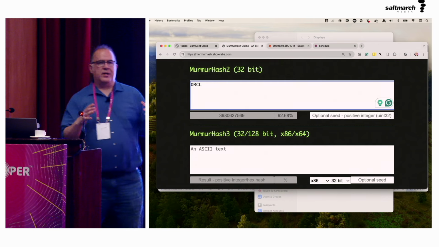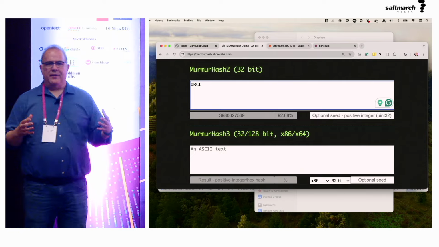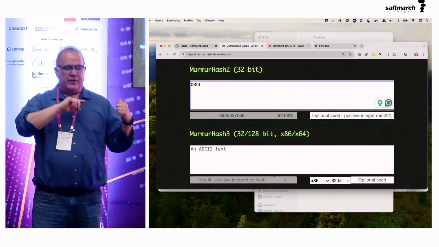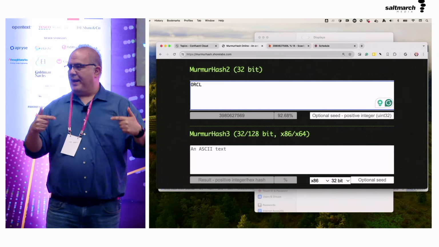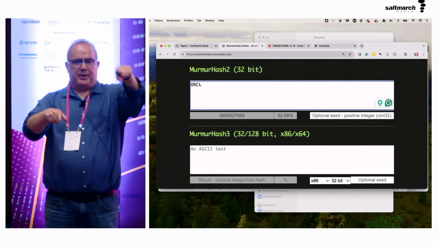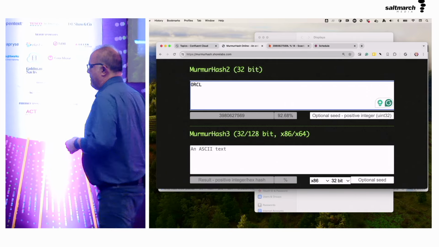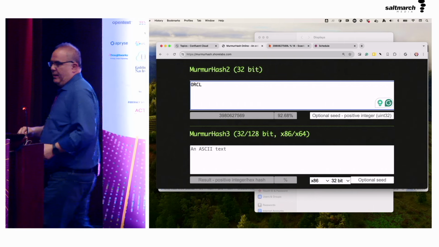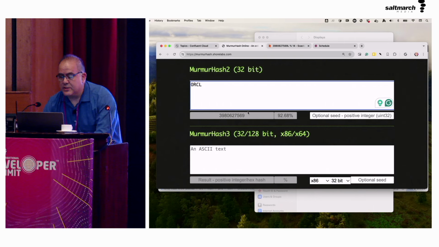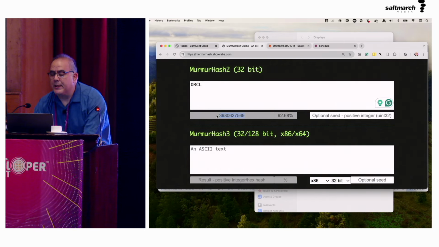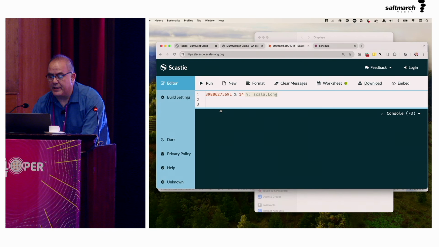I think many of you already know what a hash is, but if you don't, the number that you get from it is going to be the same on your computer, and on your computer, and on every computer. It's just a mathematical algorithm. And so what we'll do is copy that, and I'm going to bring it over here, and I'm going to change the number here.